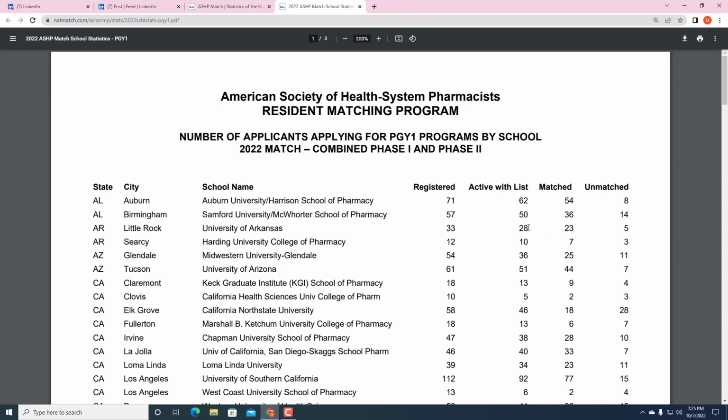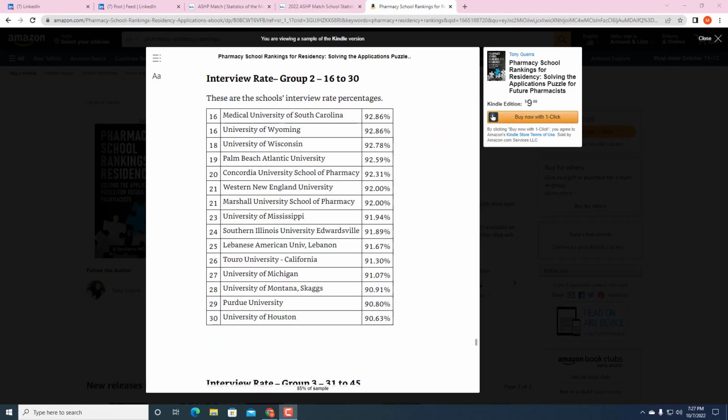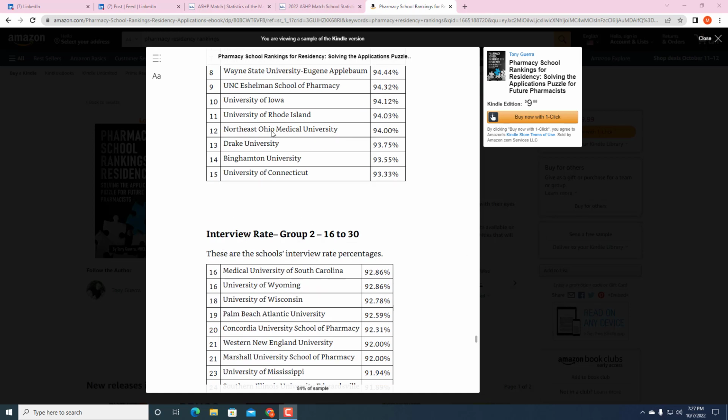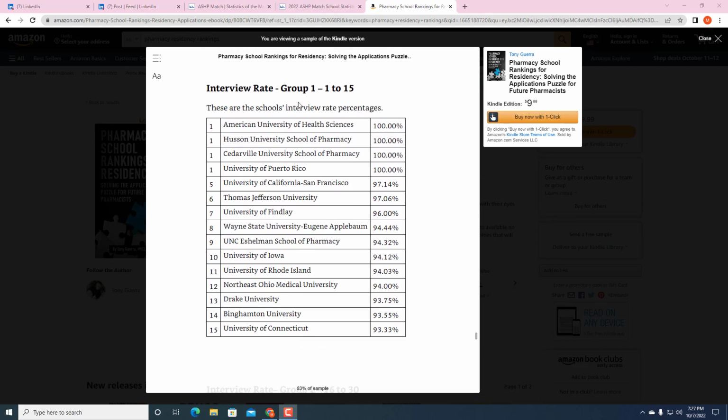And now what I'm going to do next is tell you where that ranks. All right, so this is a sample of the Kindle version that you can look at, Pharmacy School Rankings for Residency, Solving the Applications Puzzle for Future Pharmacists. The way that you do this is you really want to put them into kind of 5 groups, although I've got them in 10 groups. If you want to know where is my school, you just look at the group and add a 0. So if you are in interview rate group 1, which is what I posted on LinkedIn, you are in the top 10% of schools. So 93% to 100%, that is around the top 10.